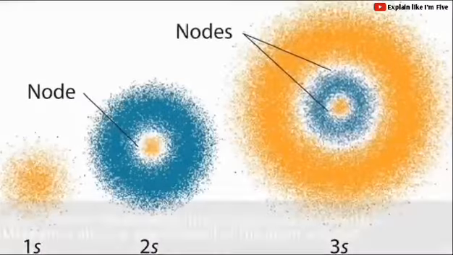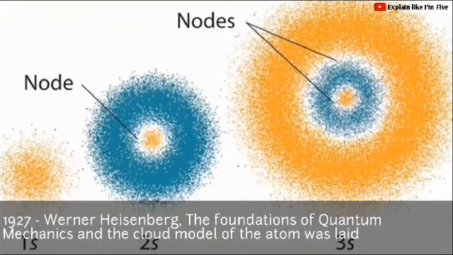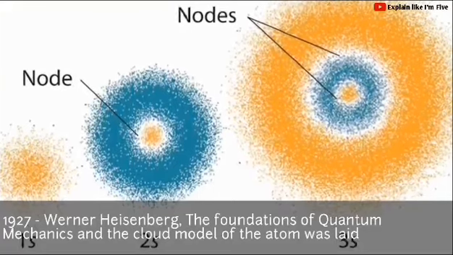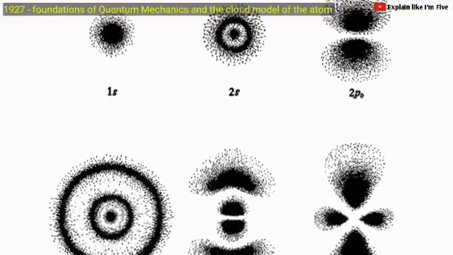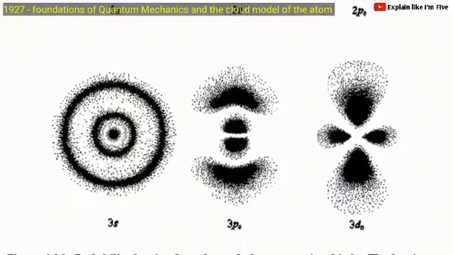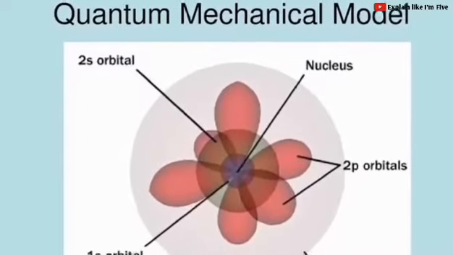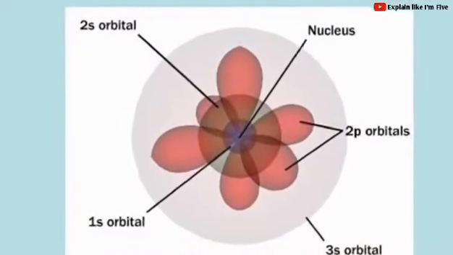In 1927, we had Werner Heisenberg. Here the foundations of quantum mechanics and the cloud model of the atom were laid. The uncertainty principle stated, simplistically, that the more precisely the position of an electron is determined, the less precisely the momentum, mass and velocity are known in this instant, and vice versa.